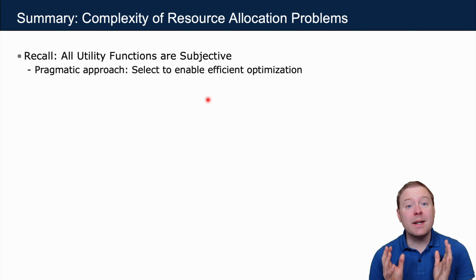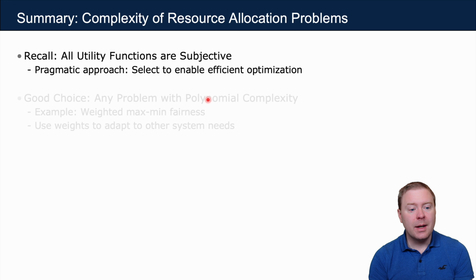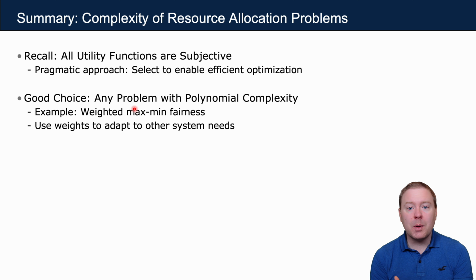In summary, we need to select a utility function in order to solve a resource allocation problem, and all utility functions are subjective. So the pragmatic approach would be to select one that enables efficient optimization. A good choice then is any problem with polynomial complexity, such as a weighted maximum fairness problem, where we can select the weights in order to adapt to other needs that you might have as a system designer.